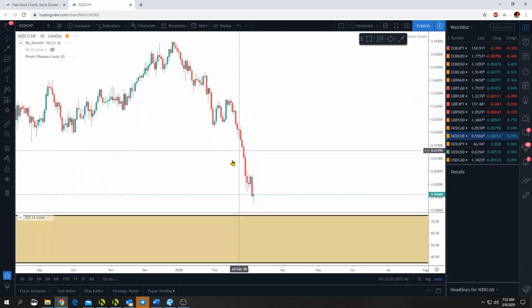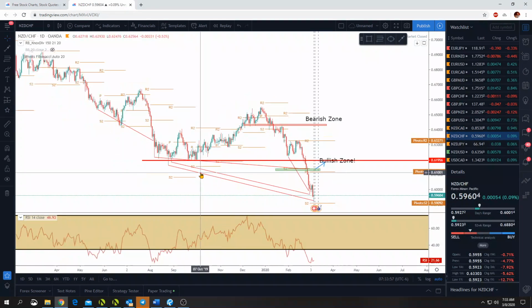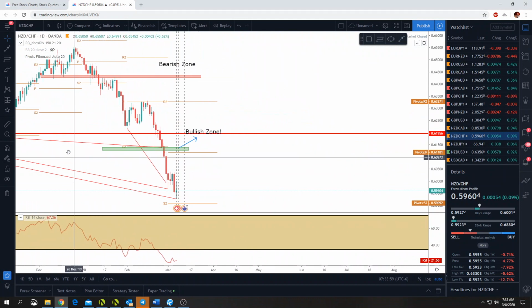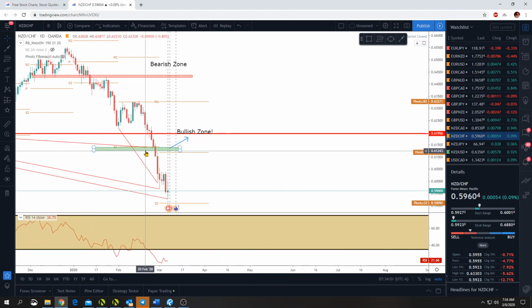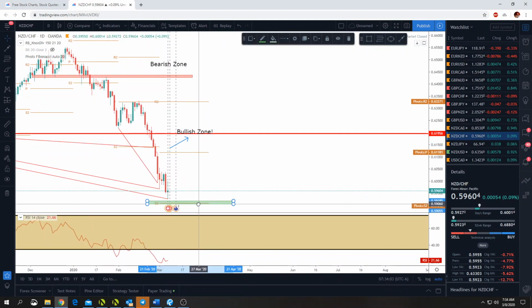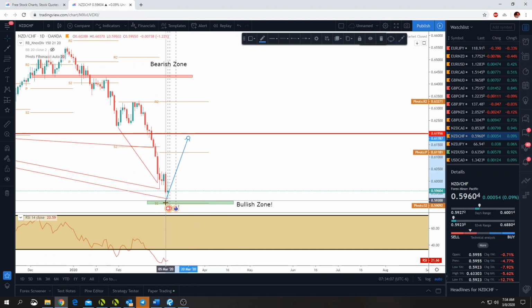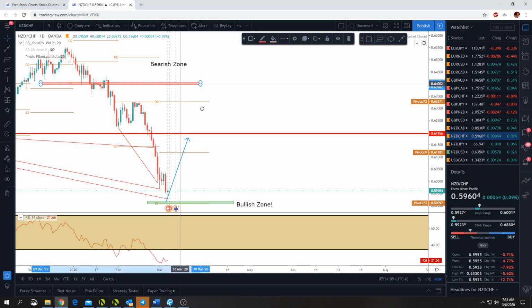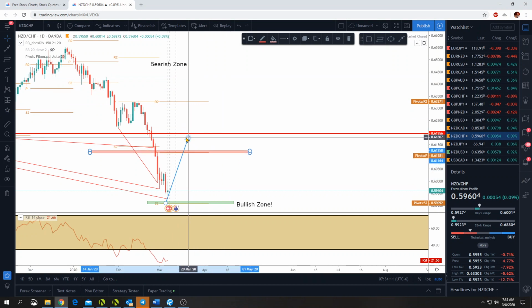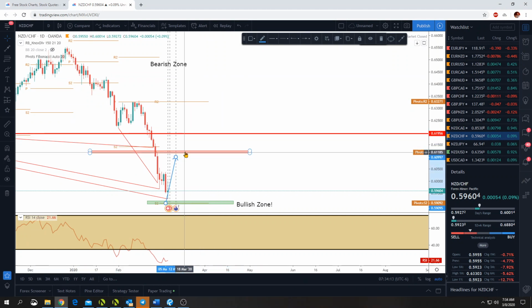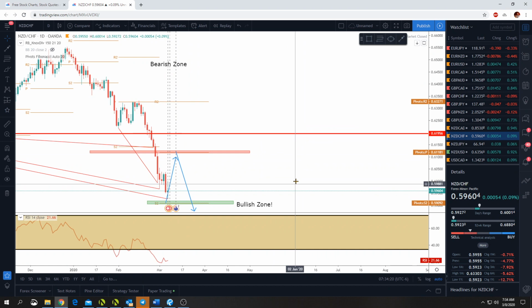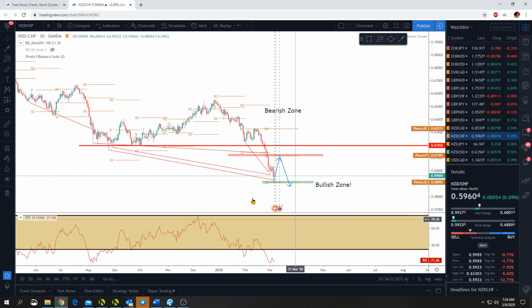There we go. NZD CHF. Okay, so price has come down to S2. Should be looking to buy from there. It's a little risky. And then missed pivot for a higher probable sell position if we get a pullback there. That's what I'm looking for.